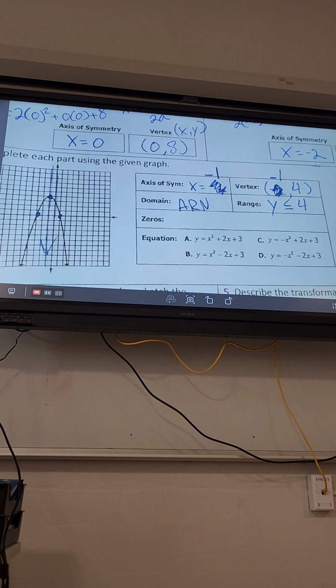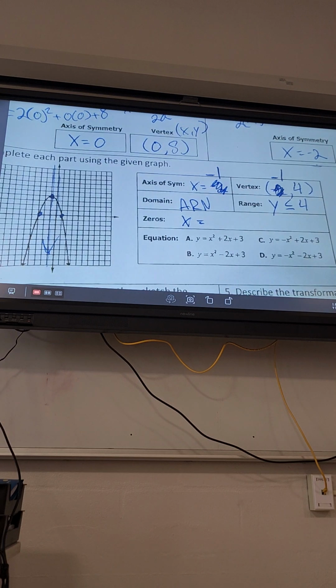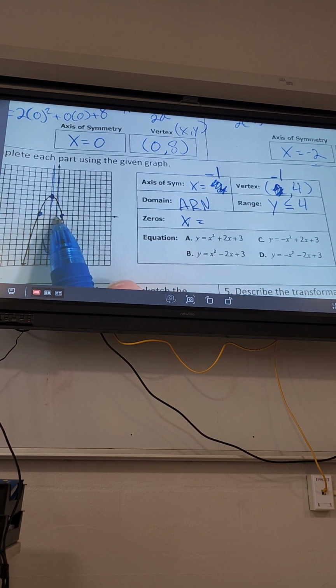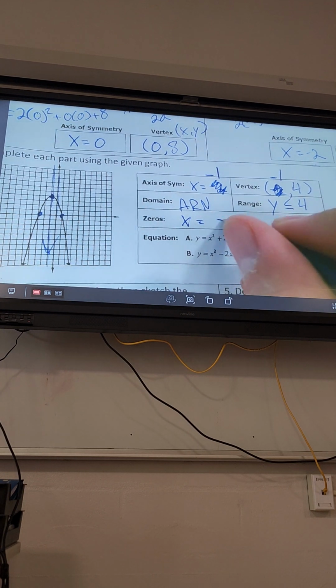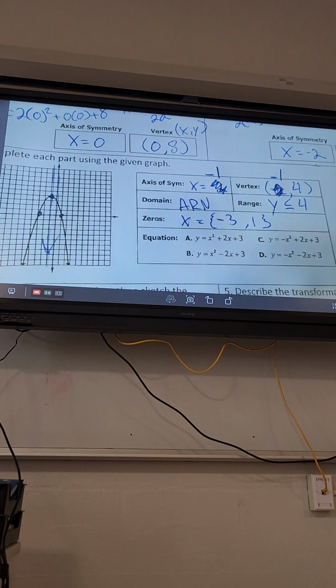All right, so speaking of, where are our zeros? Where are the x-intercepts? The origin is right here. The first one is going to be +1. Where's the next one? 1, 2, 3. 3 to the left, right? So -3, +1. And yes, you're going to have to use these curly brackets on your tests.